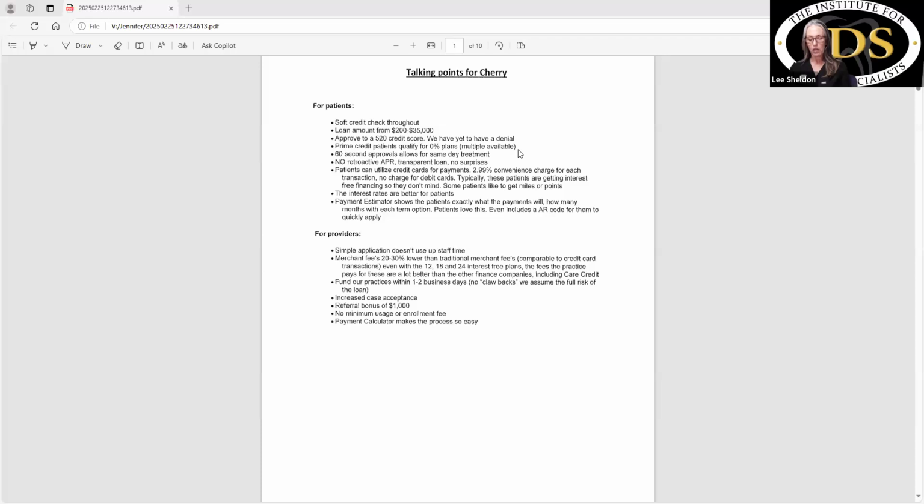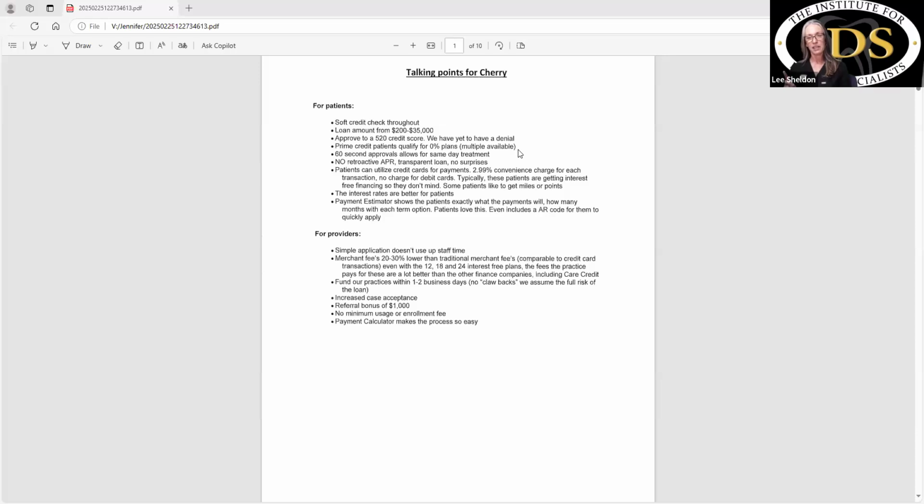Prime credit payments qualify for 0% plans, which is good. Patients like that. 60-second approvals allow for same-day treatment, very quick to get that approval. No retroactive APR, transparent loans, no surprises.